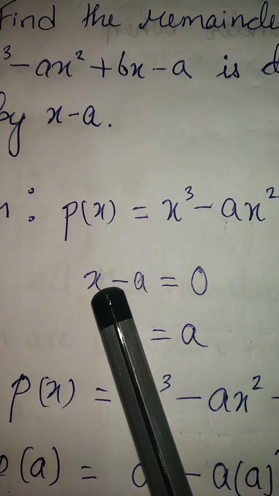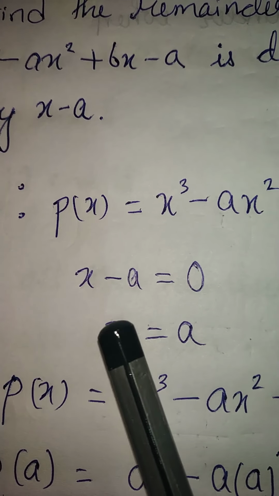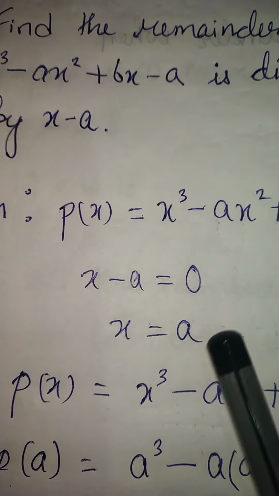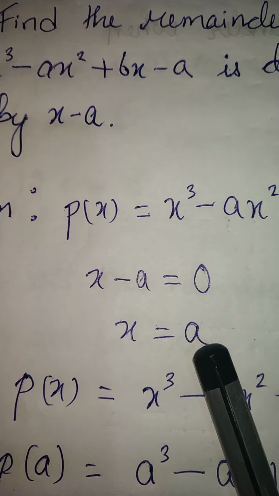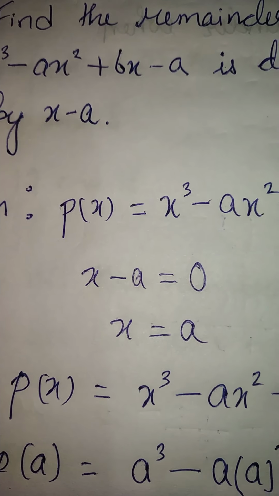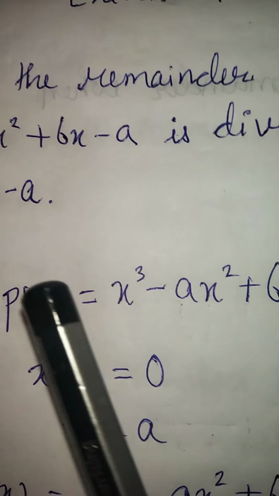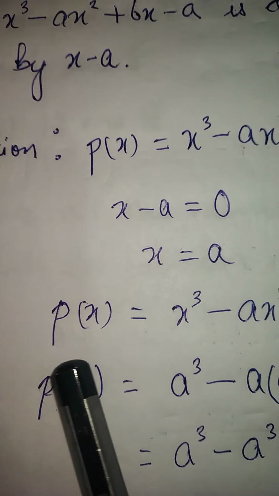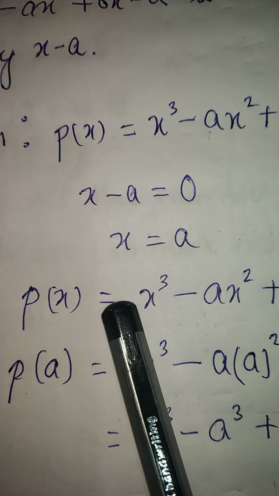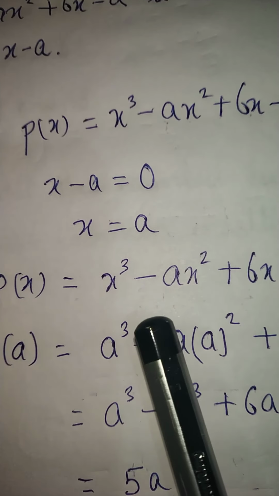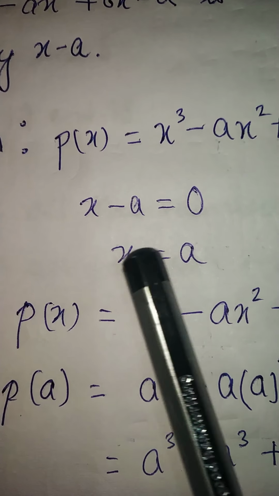Okay, so x minus a is equal to 0, x equal to minus a. When we take it from the left hand side to the right hand side, this becomes positive a. That's why x is equal to a. Now the value of x is a. Now we have to replace x with a. So let's write this polynomial once again, which is p(x) is equal to x cube minus ax square plus 6x minus a. Now let's replace x with a.